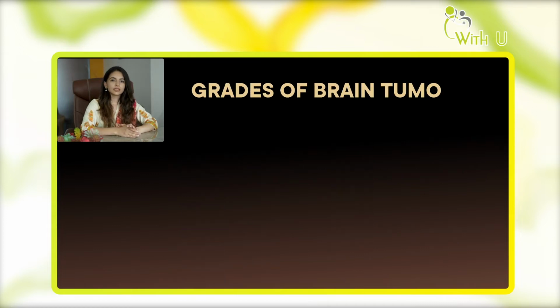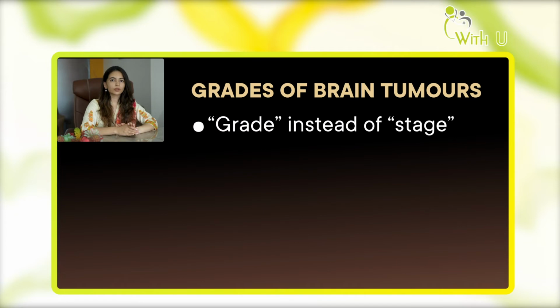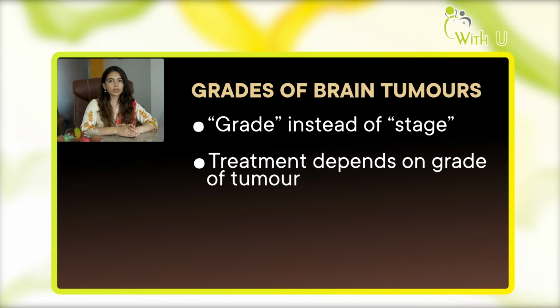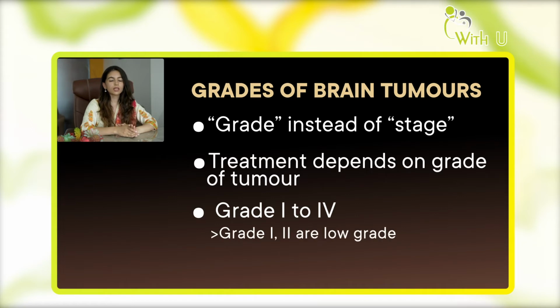Unlike in other cancers, in brain tumors we do not have staging, but there are grades of brain tumor: grade 1, grade 2, grade 3, and grade 4. As the grade increases, the aggressive nature of the brain tumor increases. So, grade 4 is the most aggressive one, and grade 1 is a benign one. The treatment depends on the grades of the tumor, and it also helps in predicting the aggressiveness of the tumor. Grade 1 and 2 are known as low grade tumors, and grade 3 and 4 are high grade tumors.